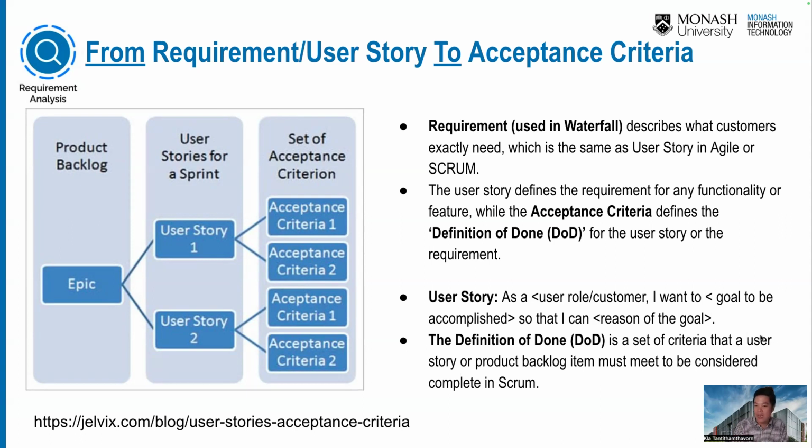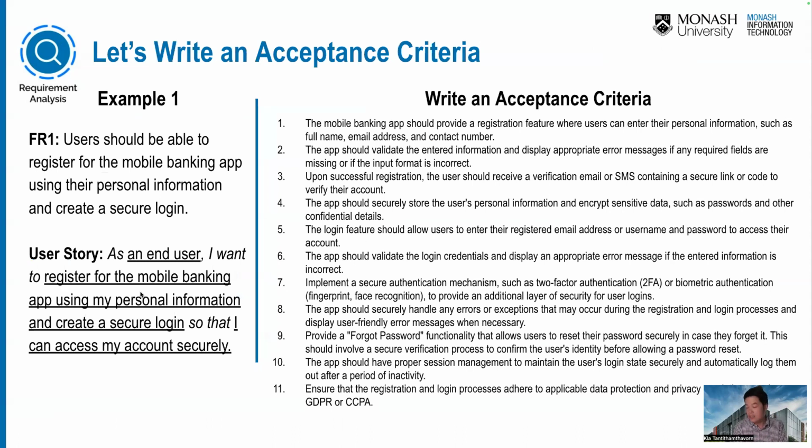We have learned this one already. This is an example. You have the functional requirement here. User should be able to register, blah, blah, blah. You write the user story. As an end user, I want to register for the mobile banking application, blah, blah, blah. And this is the step, okay?